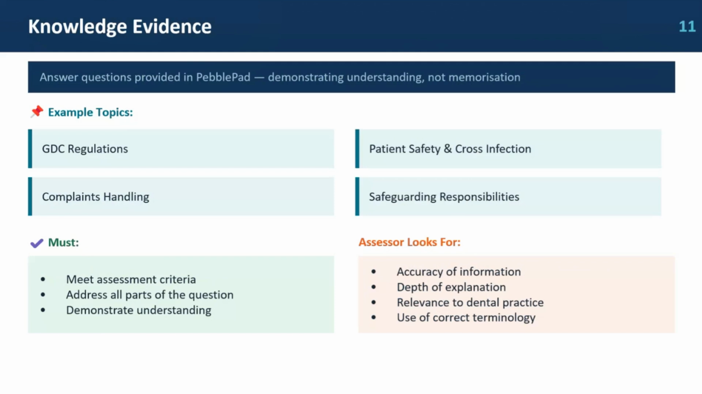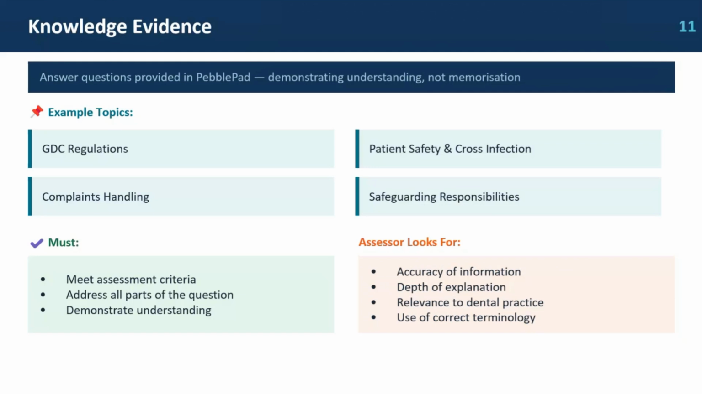Next is knowledge evidence. Now let's talk about the knowledge evidence, which is the theory part of your POE. In the PebblePad, you will be given questions and you need to answer them properly. You must make sure your answer meets the criteria, covers all the parts of the question and shows real understanding. So if the question is explain cross infection control, an example of a weak answer would be one that just says it stops infection, right?